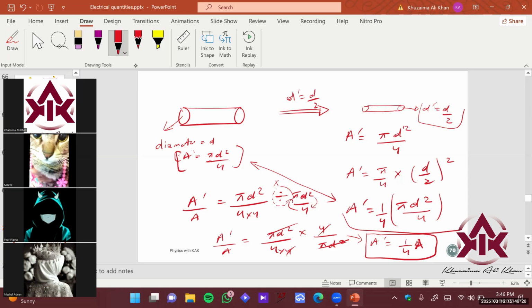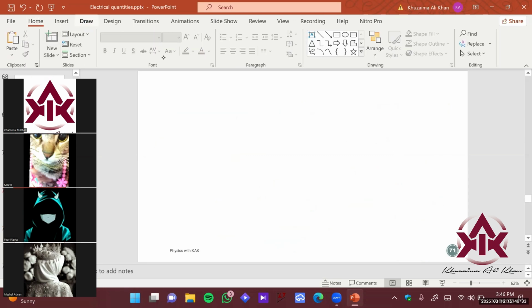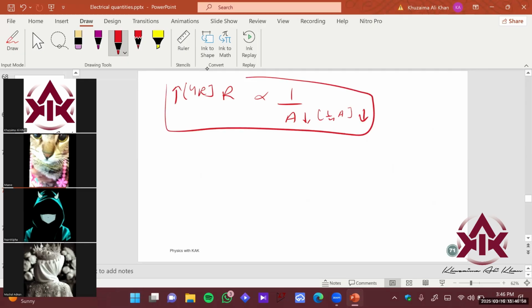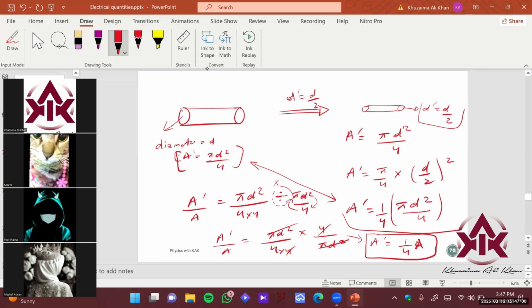So now what effect does it have on the resistance that you want to see? We have seen that resistance is inversely proportional to area. My area has now reduced to 1/4. So if my area is now 1/4 of A, this would increase my resistance by 4 times. Okay. Does that make sense? It's just simple calculation here, right?